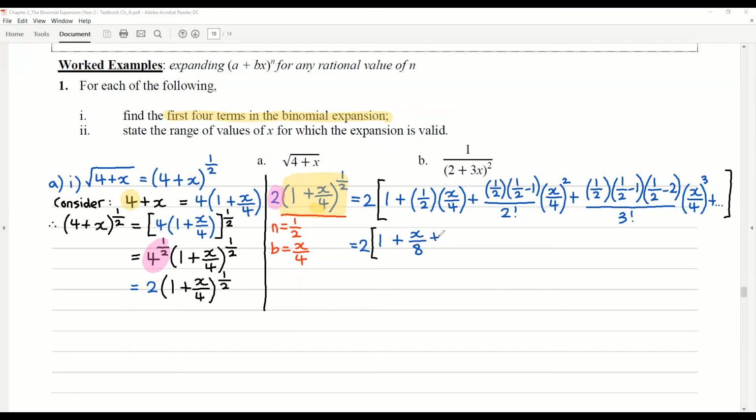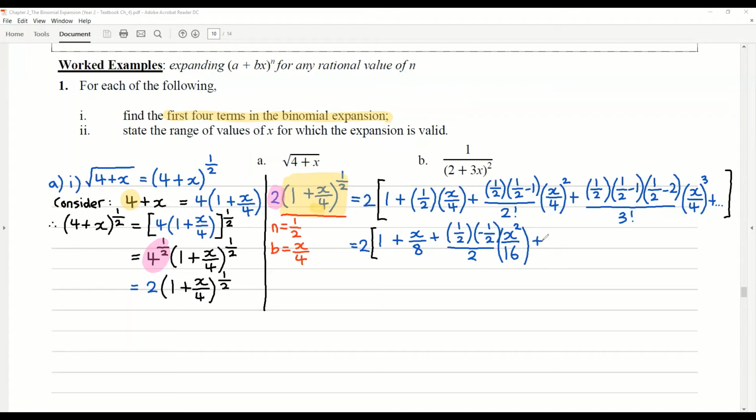And again, I don't want to do too much in one step. So that's 1/2. 1/2 subtract 1 is, of course, negative 1/2, divided by 2 factorial, which is, of course, 2. And then we can expand the brackets. That's going to be x squared over 16. And I should probably put those in brackets too, so it's all being multiplied together.